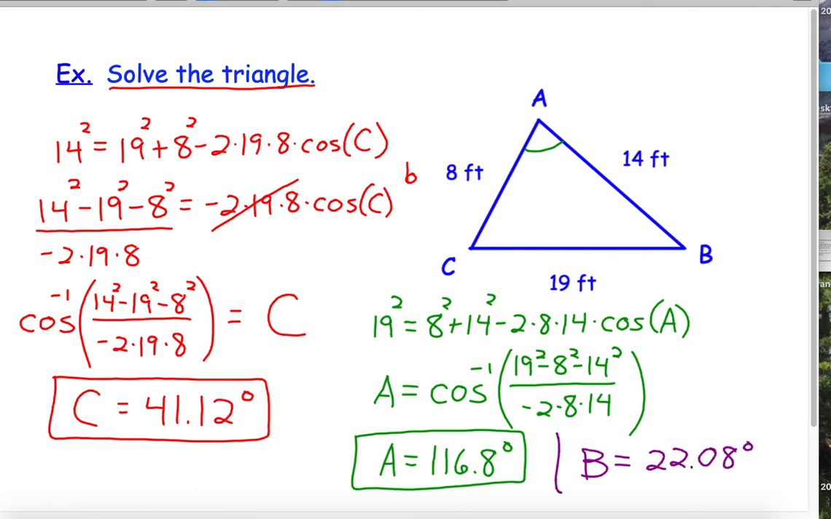And I have solved this triangle. So you're solving triangles when you either have side, side, side, or side, angle, side. You're going to use the law of cosines. And in the other examples, you use law of sines. And make sure you're careful of the ambiguous case when you have side, side, angle, and you're using the law of sines.